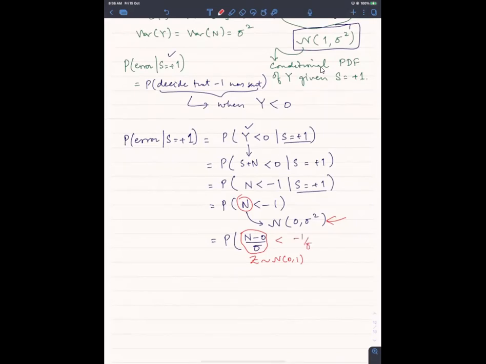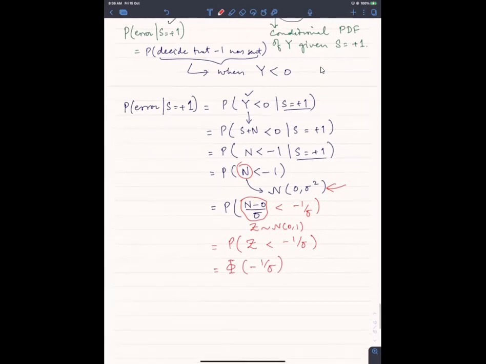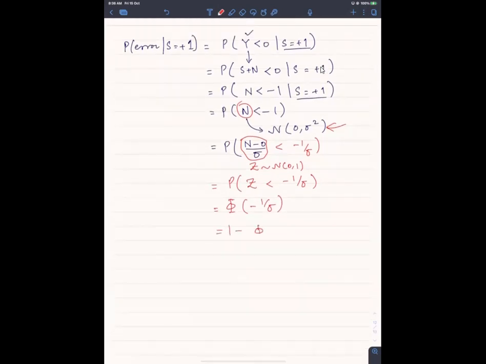-1 over sigma, which is equal to the probability that your standard normal z is less than -1 over sigma, which is the CDF, phi of -1 over sigma, which is 1 minus phi of 1 over sigma. ये भी आपको बताया था कि phi of minus z और phi of z जो है वो कैसे related होते हैं. Okay.